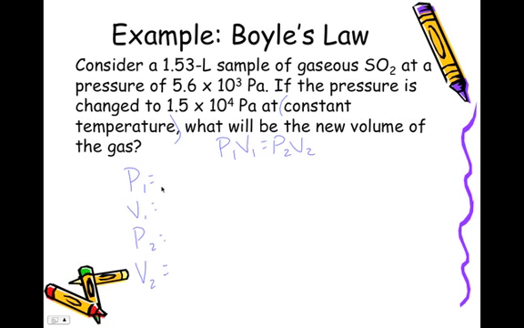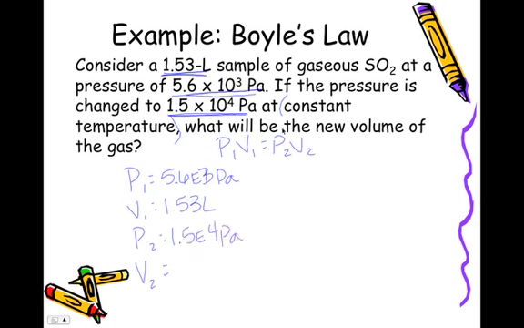So P1 is equal to, I need to go back up to my question. I got a number here, 1.53 liters, 5.6 times 10 to the 3 pascals, and 1.5 times 10 to the 4 pascals. So my first pressure was 5.6 times 10 to the 3rd pascals. My first volume was right up here, 1.53 liters. My second pressure was the second pressure written, 1.5 E4 pascals.